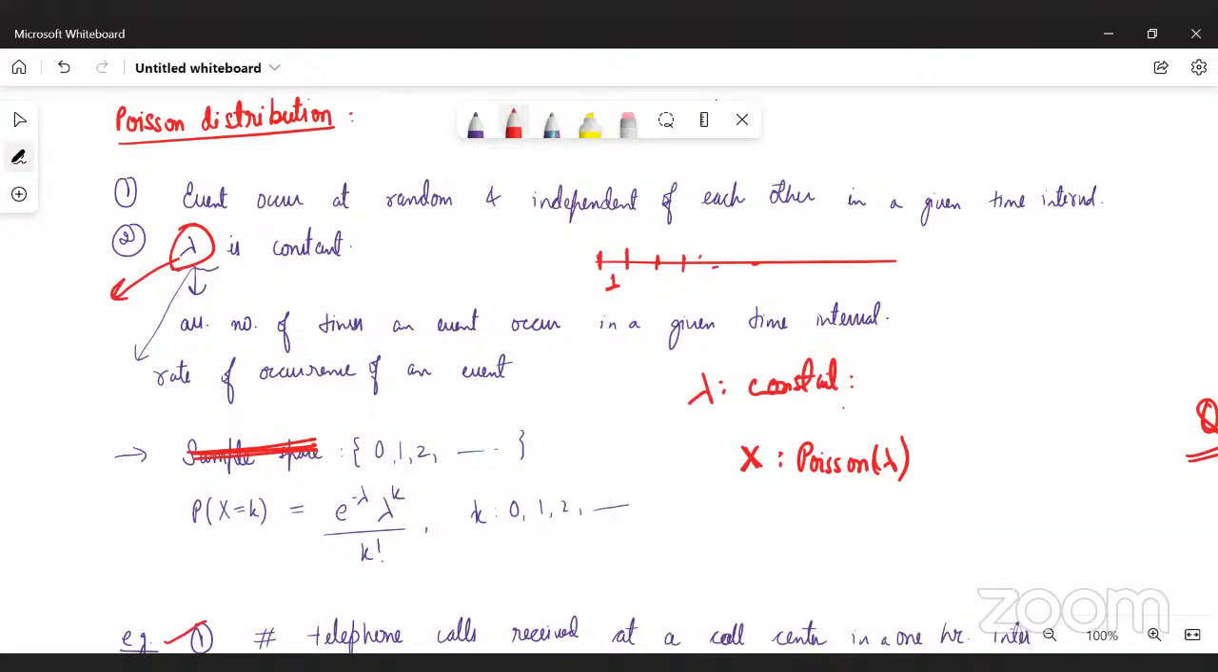Ma'am, when we say the rate is constant, what does it mean? Like the number of accidents per week remains the same, or what? When we say lambda is a rate and the rate remains constant, what does it mean? The rate at which the event is happening, we assume it to be constant. So what does rate define here? It's nothing but the average.